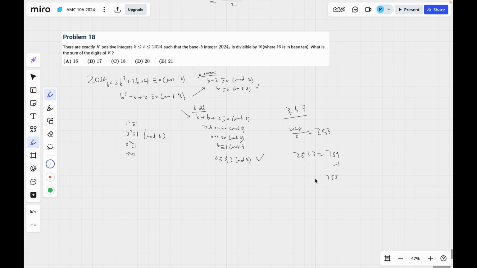Now we want the sum of digits, so we'll just add it up, and equals 20. So our answer is D.